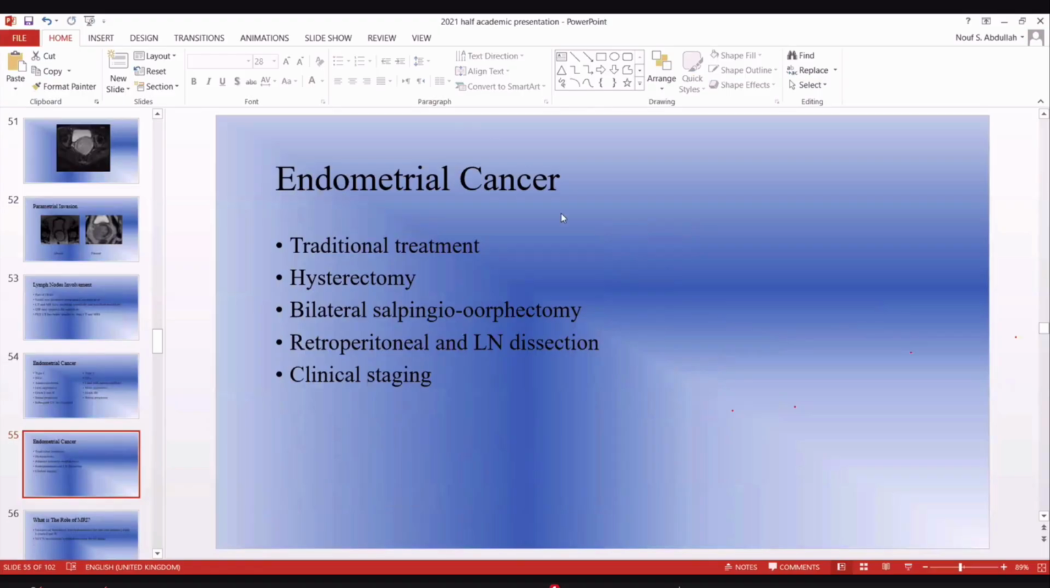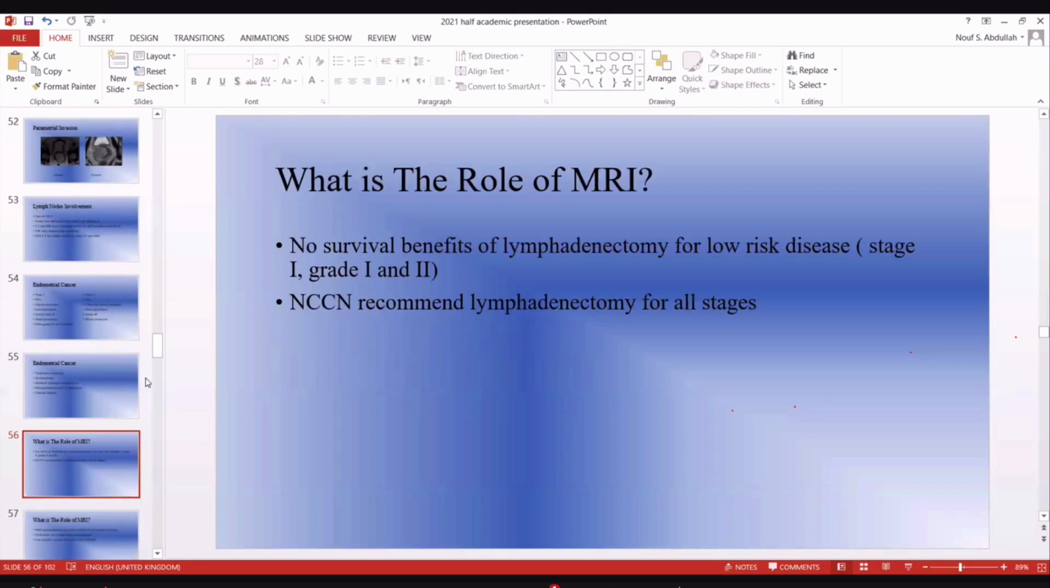The traditional treatment and management of endometrial cancer, it is usually hysterectomy and bilateral salpingo-oophorectomy with lymph node dissection. How do we stage endometrial cancer? Endometrial cancer, again, it is by clinical staging. What do we mean by clinical staging or histopathological staging? It means that patients should go for hysterectomy, bilateral salpingo-oophorectomy, and lymph node dissection, and after the pathology, they will tell me exactly what is the final staging.